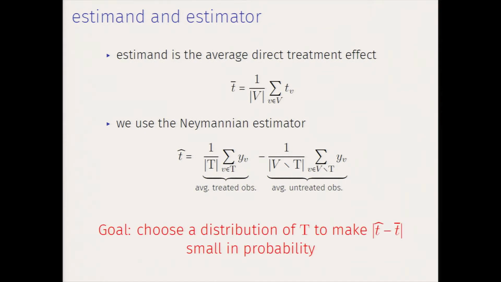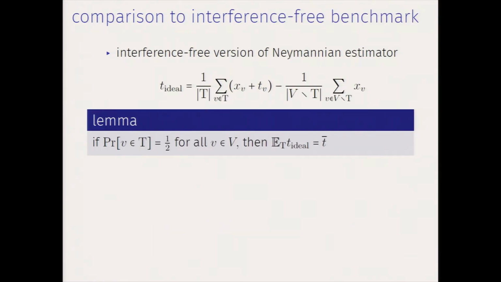And the design problem is to choose an experimental design, which is a distribution of the treatment group T, to make the difference between the estimator and the estimand small in probability. To focus on interference, I'm only going to consider the contribution of interference to the estimator. So imagine an alternate reality in which the world is the same except there's no interference. Then the Neymanian estimator would be some idealized version, where there are no interference terms. For treated vertices, the observation is just the covariate plus the treatment effect. And for untreated vertices, we just observe the covariate. And now we're back to a classical environment.